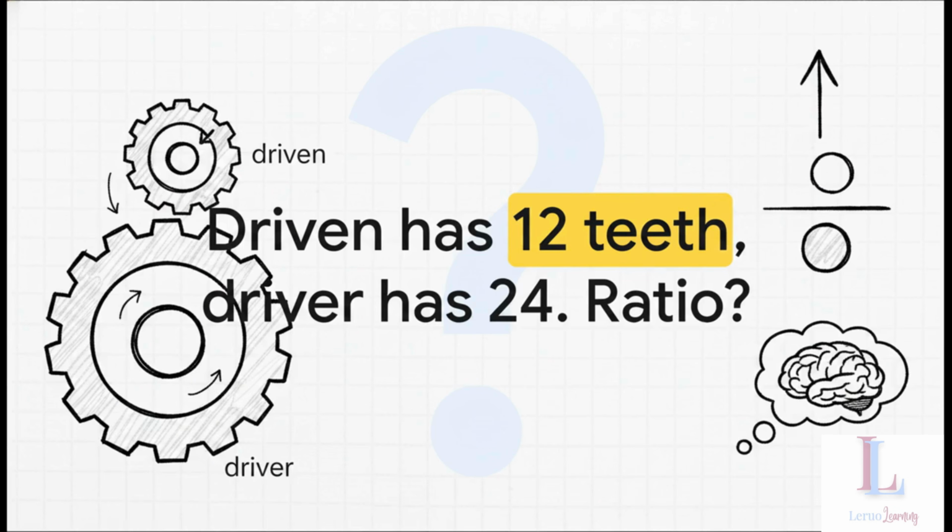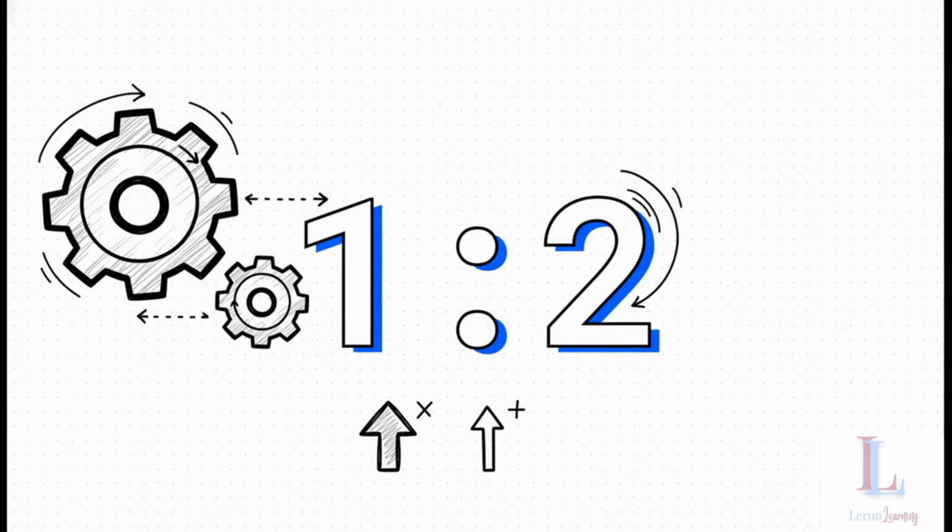Pop quiz. If the driven gear has 12 teeth and the driver gear has 24 teeth, what is the velocity ratio? Take a second. Visualize that formula in your head. Remember, driven gear on top. And the answer is 1:2. 12 divided by 24 simplifies perfectly to 1/2.